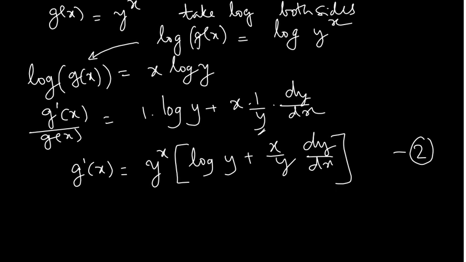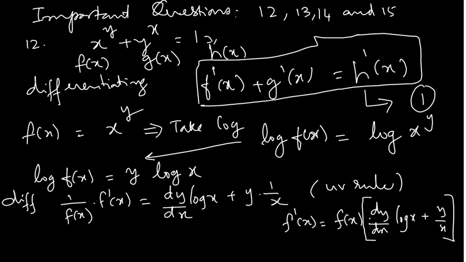So we need to add f dash x and g dash x, and then equate to h dash x. We have to get h dash x. h of x equal to 1. Therefore, h dash x equal to 0 because it's a constant. So all this stuff we have to substitute into the first one. So this one. Okay, so that's why we take one by one from here. Okay, so we take this.